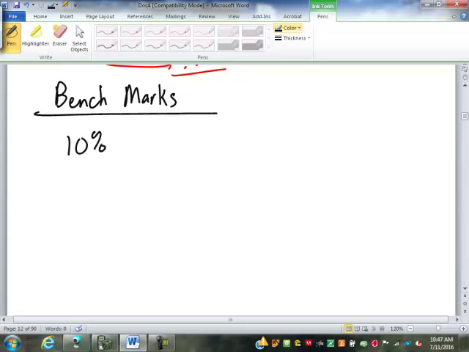Now, 10% means 10 out of 100. More importantly, that reduces to 1/10. Well, how do we find 1/10 of something? The simple way, the quick way of doing it is to do what? There you go. Move the decimal point over one spot. 1/10 means you're just going to divide by 10 or move the decimal one place.